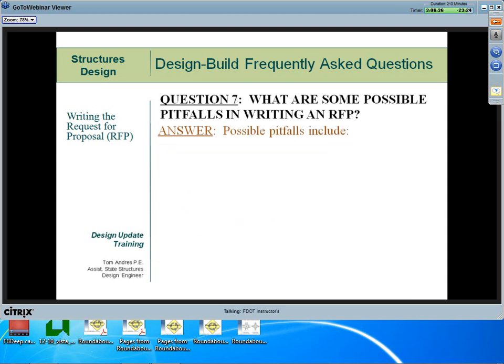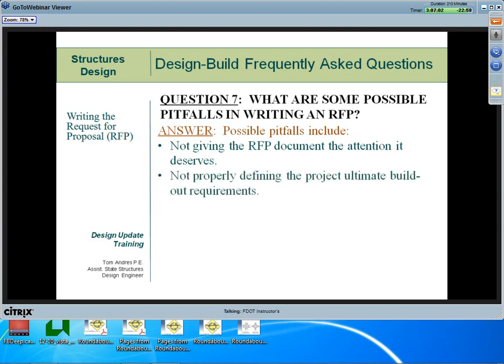Question number 7. What are some possible pitfalls in writing an RFP? Writing a well-written RFP is very difficult. It is not as simple as downloading the boilerplate and filling in the project description. If you want to ensure that you get what you want, you have to give the RFP the attention it deserves.